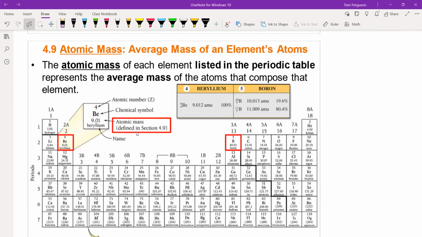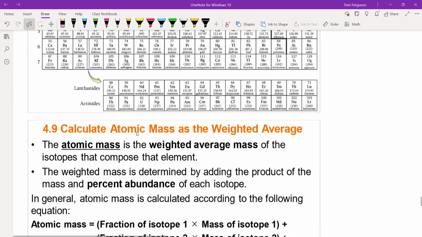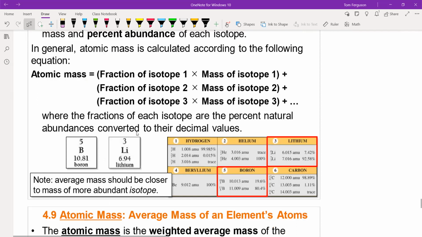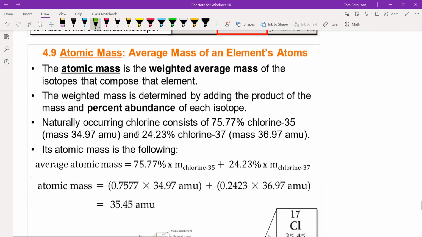So the atomic mass, that's that decimal number again. If you take the percentage in nature times the mass, and add it all together, that's how you end up with these numbers here. Okay, so this is how you do it.